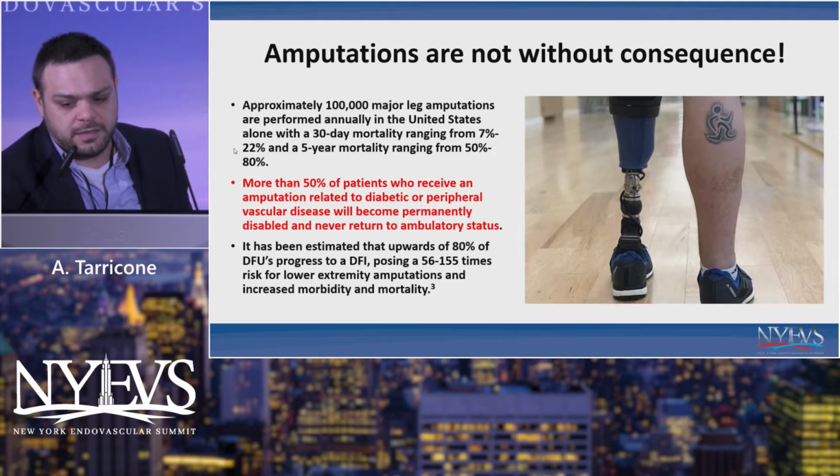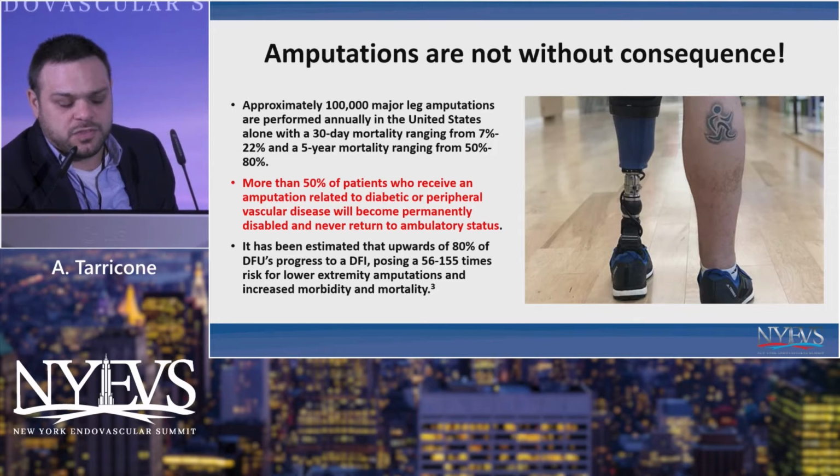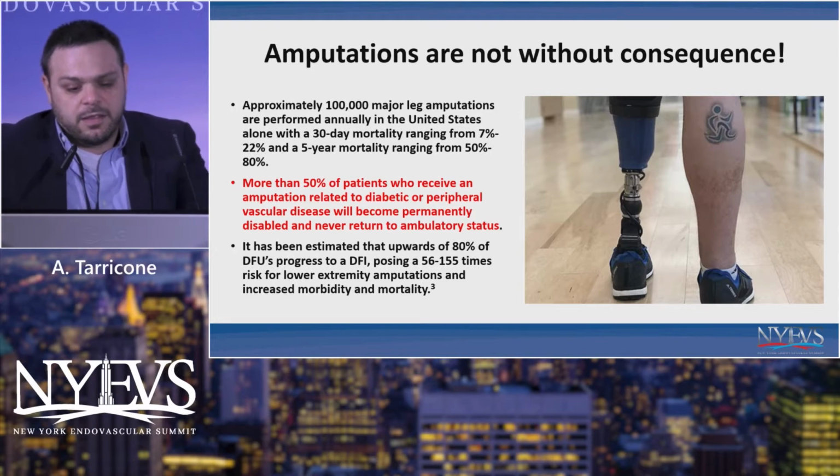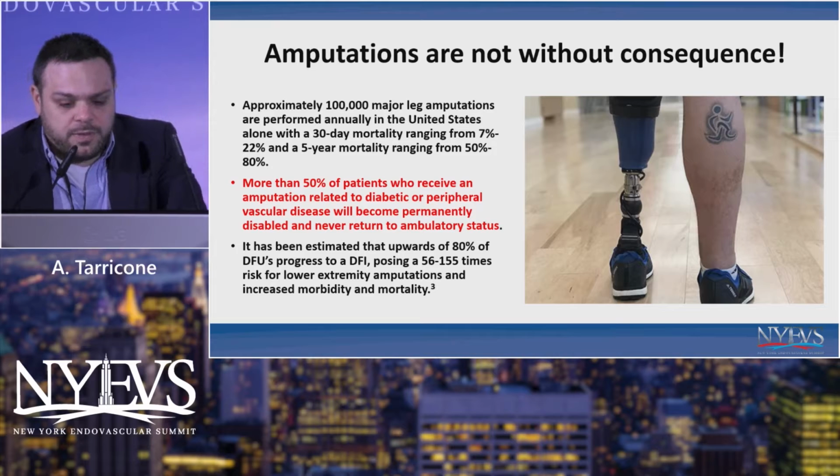Something to keep in mind is the end stage of these diabetic foot ulcers is of course amputation, which we're all trying to avoid. And these amputation events are not without their risks and consequences. About 7 to 22% of patients that undergo a major amputation will die within 30 days, and the 5-year mortality is between 50 and 80%. So these amputations are really a death sentence in some ways. And even more important than that is more than 50% of the patients that receive this type of amputation will become permanently disabled and never return to ambulatory status. So it's really a dire situation to try to salvage as much as possible.